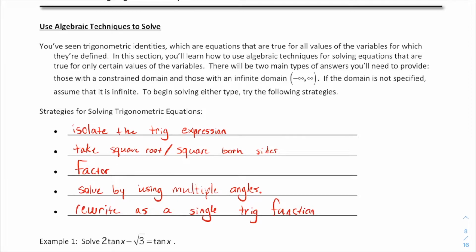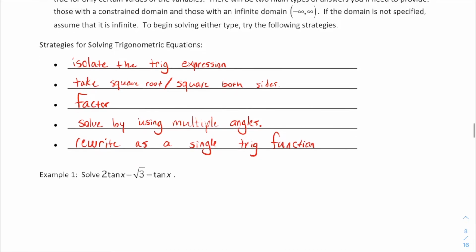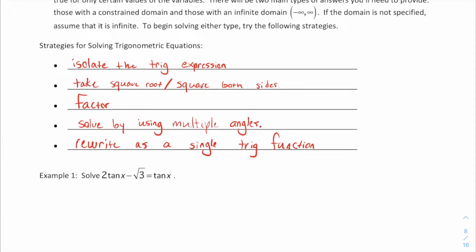All right, today we're going to talk about how to solve trig equations. There's going to be a couple of techniques that you can do, so you can read through all that here, and then maybe pause the video so you can copy these over. But some of the main ways we're going to do that, we're going to isolate the trig expression.